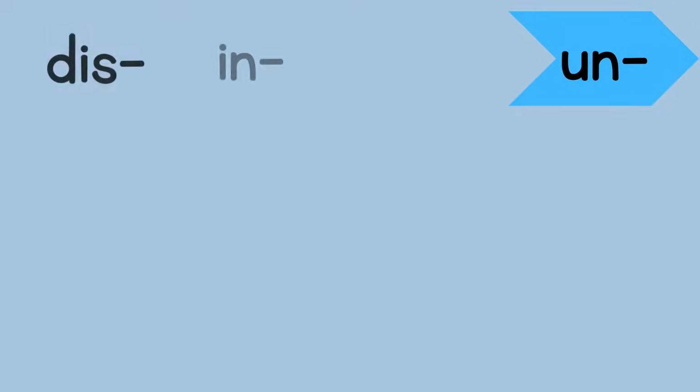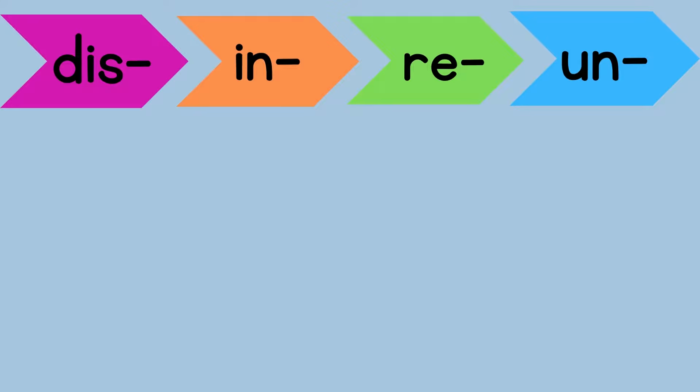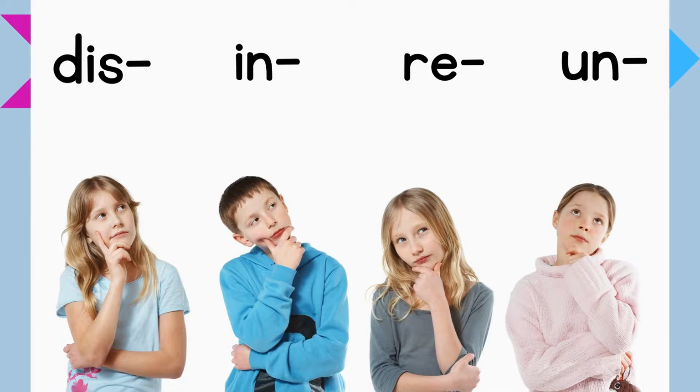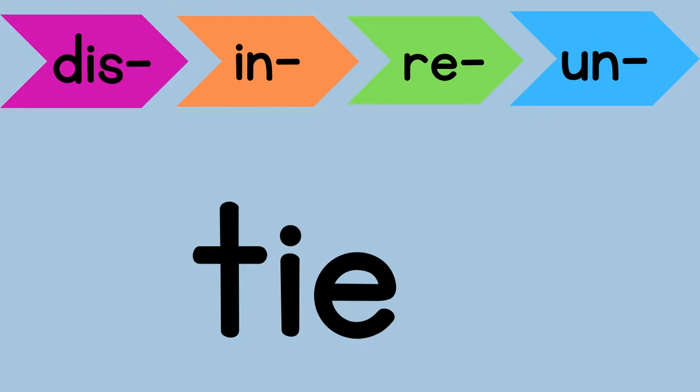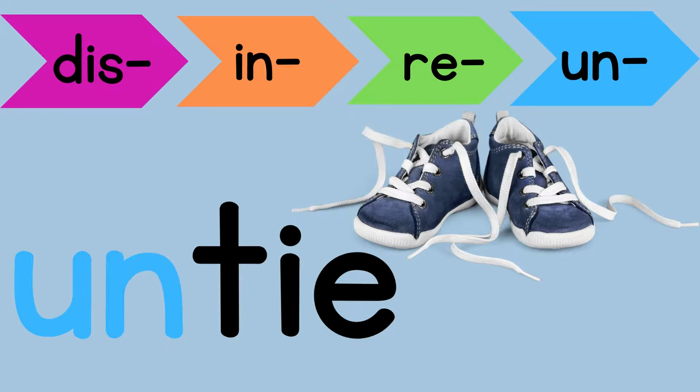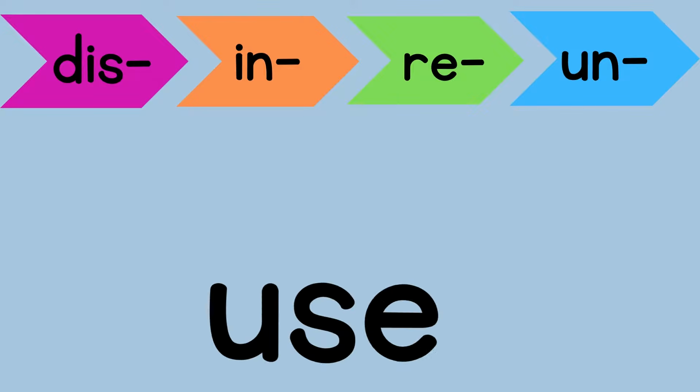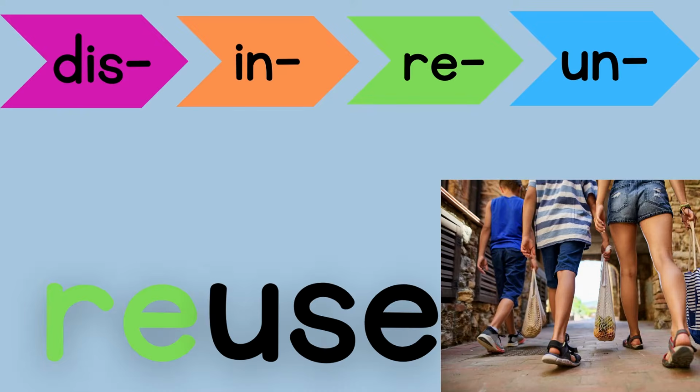Now, let's do an activity and see if you can match up the prefixes to make new words. I'm going to show you the base word. You pick the prefix that you think should be added to the word and see if you're correct. Tie. What prefix should we add to the beginning to make it not tied? Untie. Use. What prefix should we add to mean use it again? Reuse.